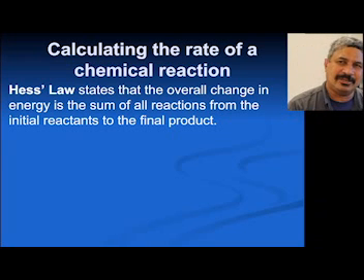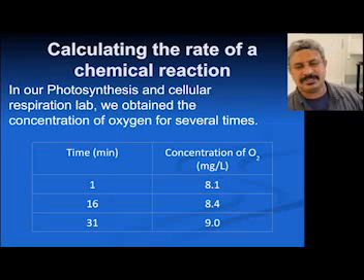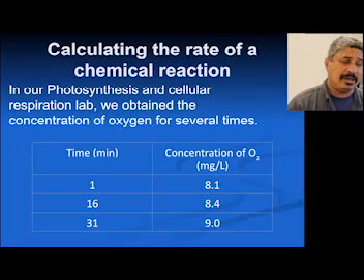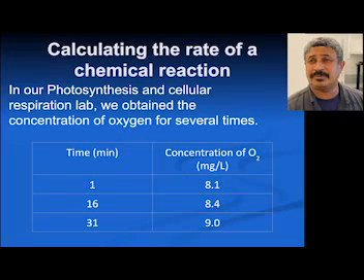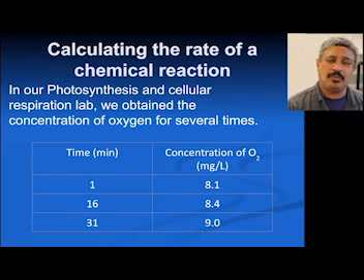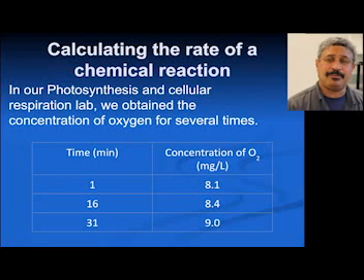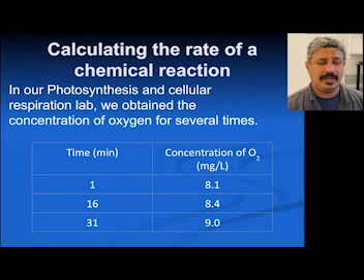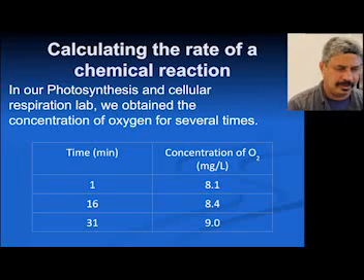Okay, let's look at how to calculate a rate of change. If you remember this table from our lab, we had time that you're supposed to write down. In this case, I'm borrowing some data from one of the groups. At 1 minute we have 8.1 milligrams per liter of oxygen. At 16 minutes, we had 8.4 milligrams of oxygen per liter. At 31 minutes, we had 9 milligrams of oxygen per liter of water.